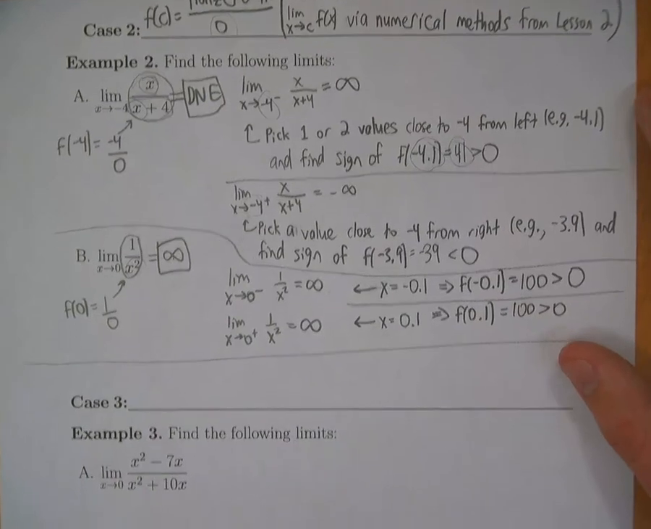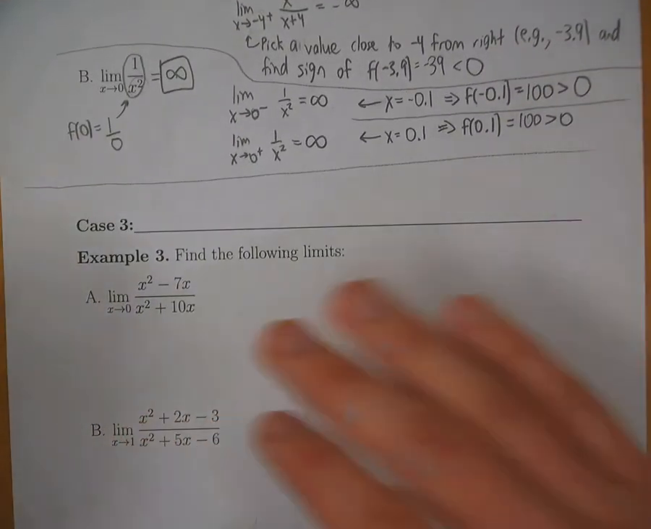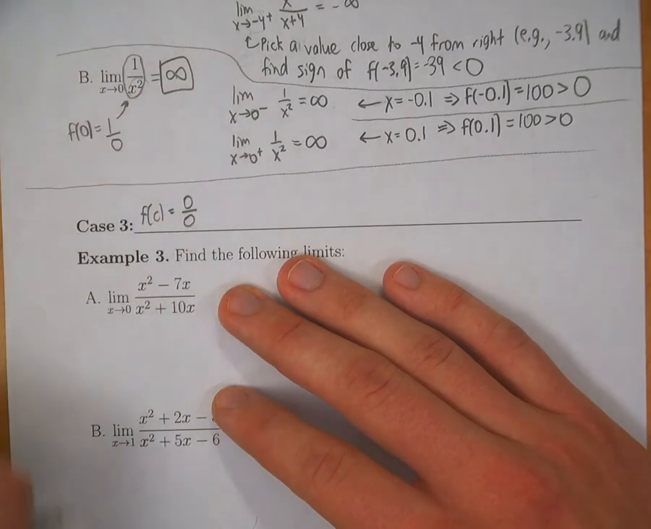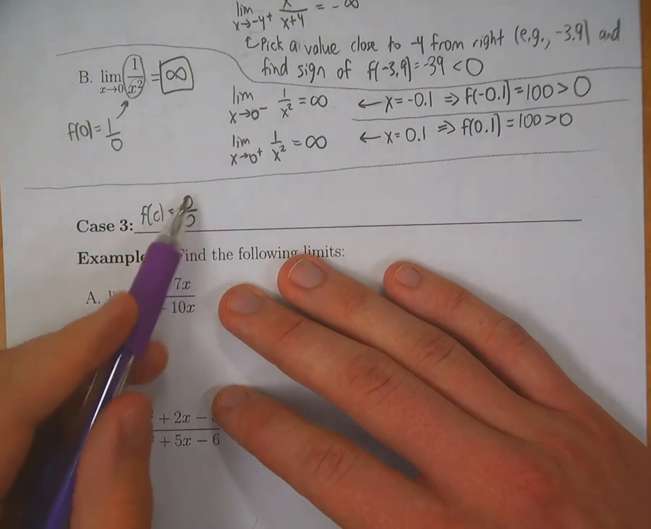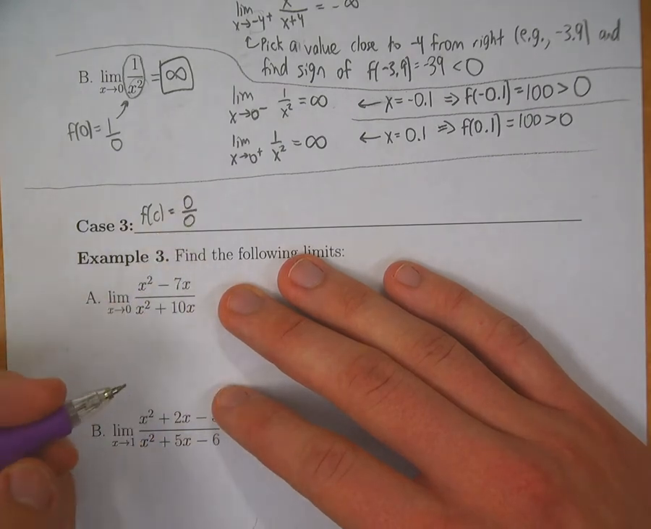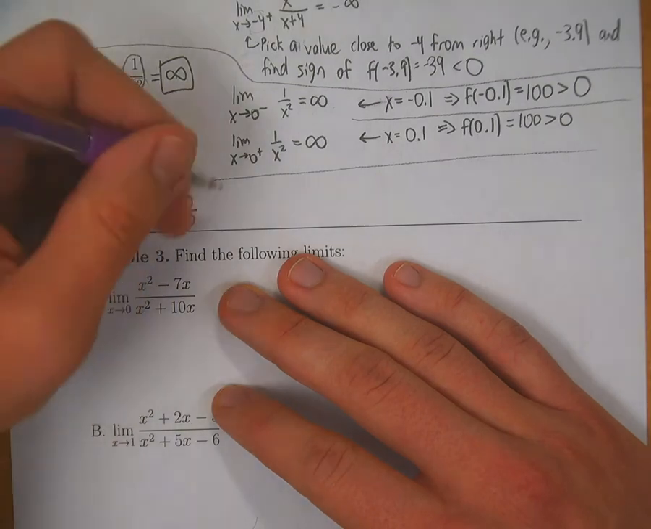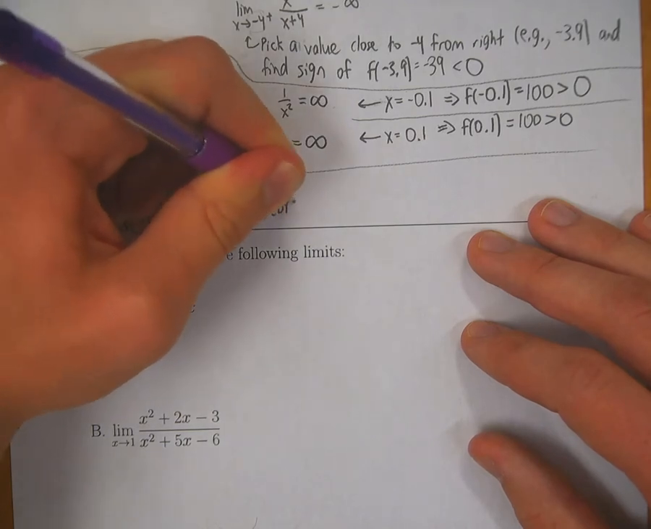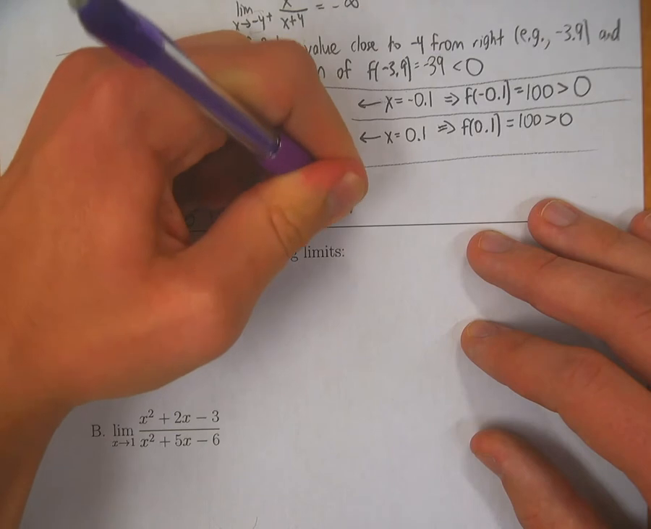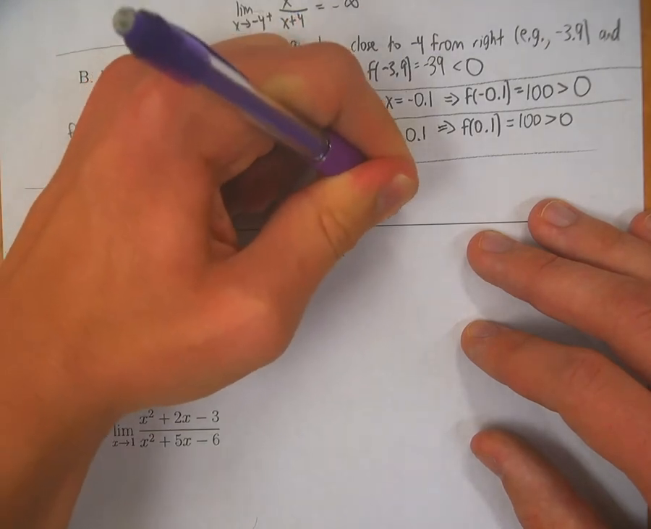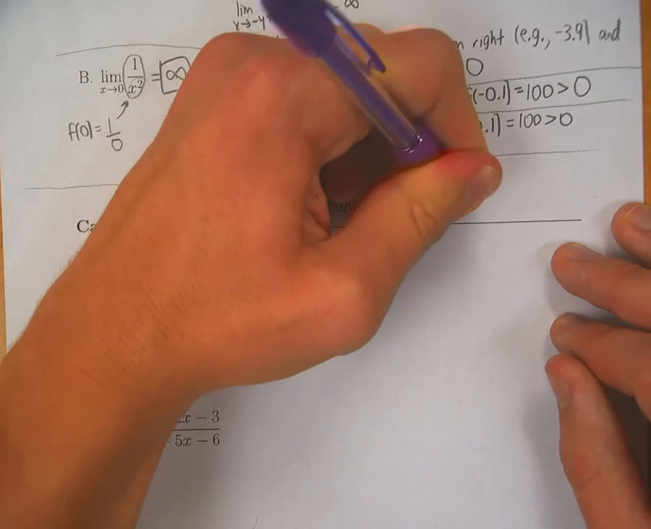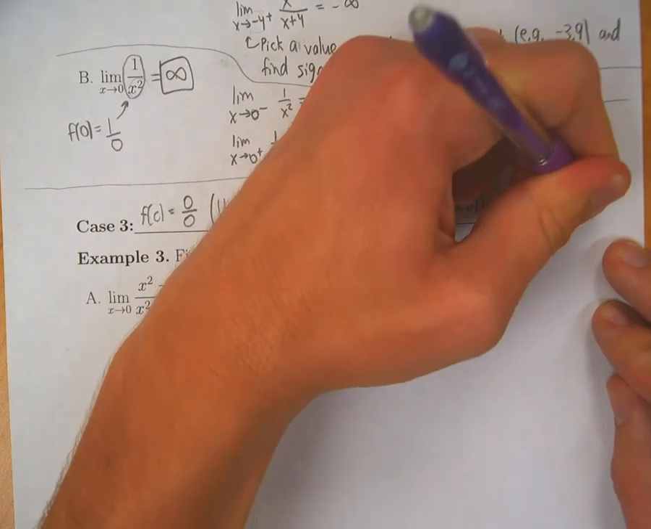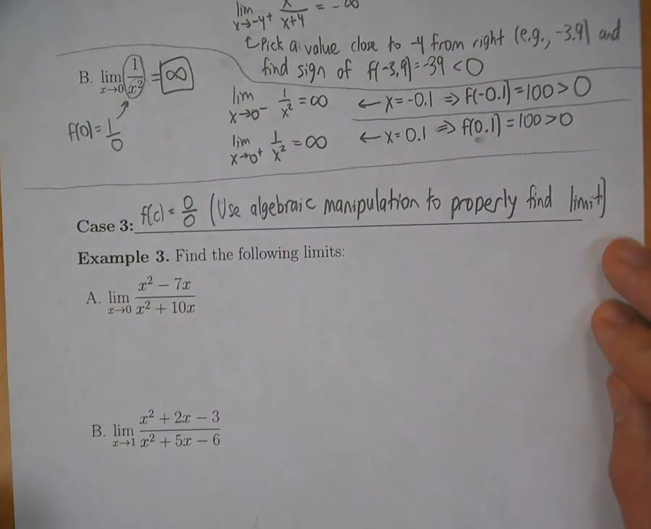So case 3 is the last thing I want to talk about. What that says is that if we have something like f of c equals 0 divided by 0, then just by this alone, there's not much we can do to analyze the function value. So we have to use some sort of algebraic manipulation to properly find limits. So that's case 3.